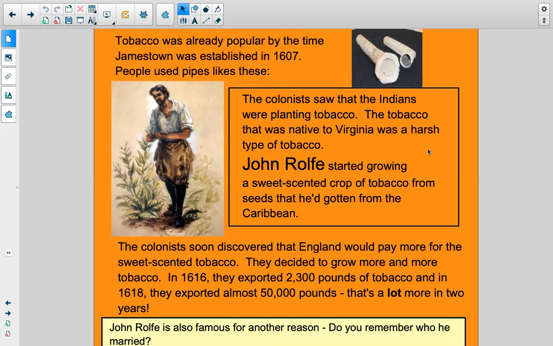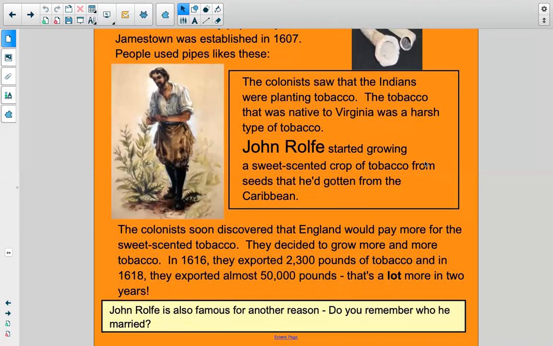John Rolfe started growing a sweet, scented crop of tobacco from seeds that he had gotten from the Caribbean. So the colonists soon discovered that England would pay more for the sweet, scented tobacco. They decided to grow more and more tobacco. In 1616, they exported 2,300 pounds of tobacco, and in 1618, they exported almost 50,000 pounds. That's a lot more in just 2 years.